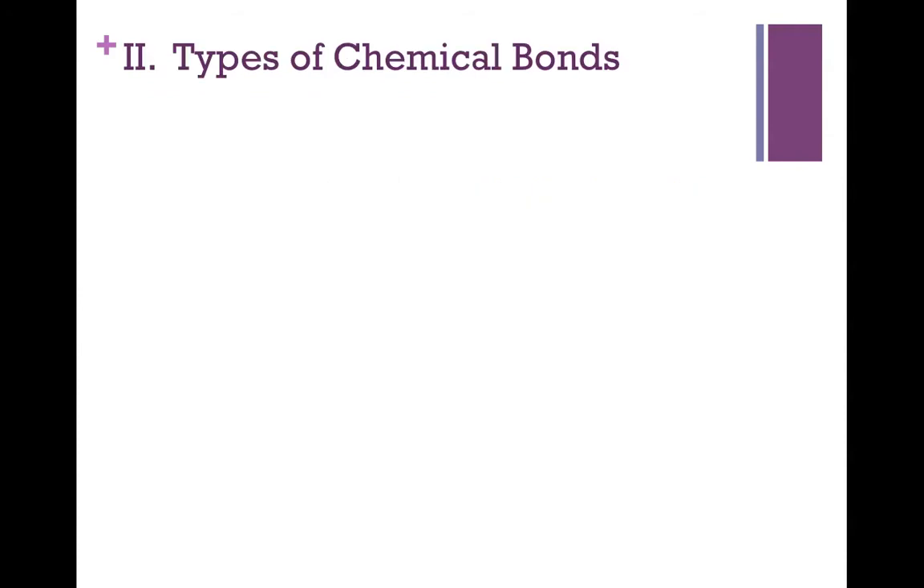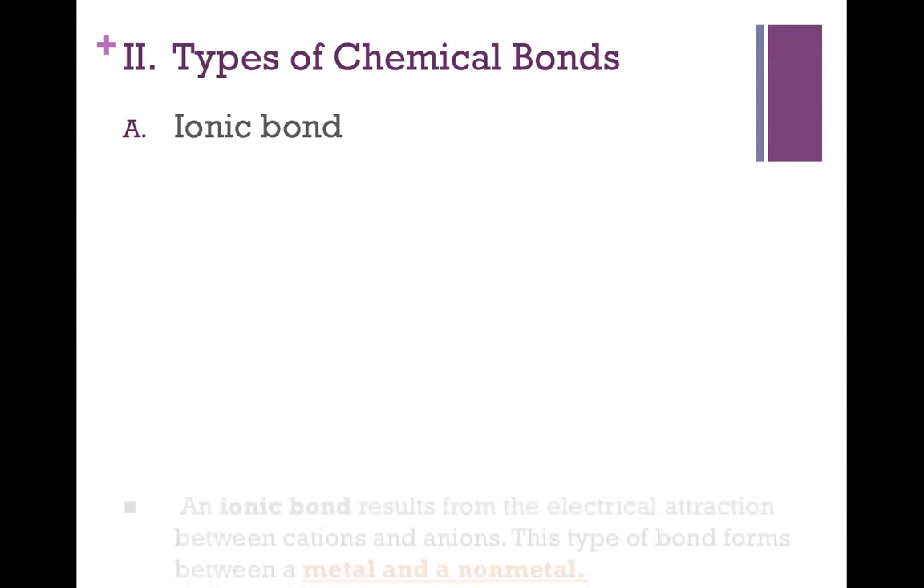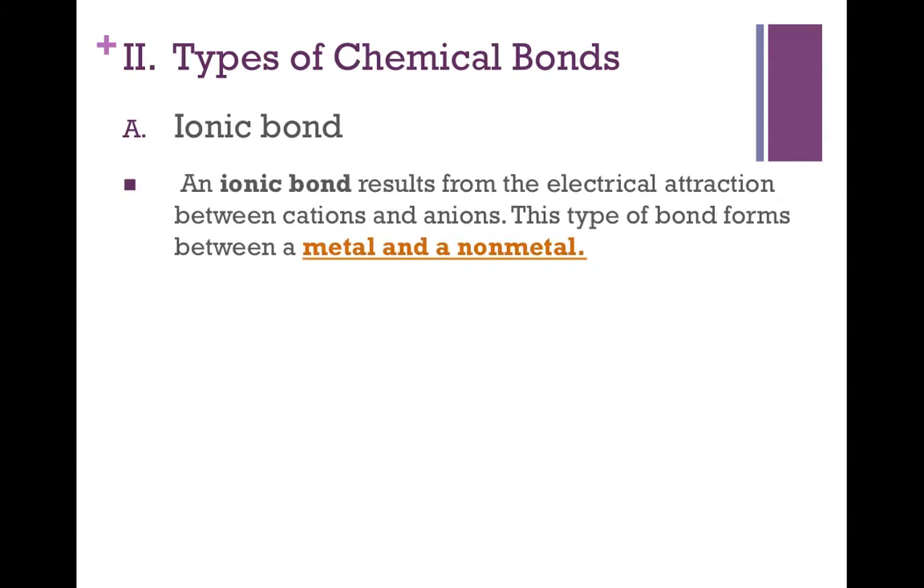Okay, so there's several types of chemical bonds, and the ones that we are going to look at in this video are ionic bonding and covalent bonding. So an ionic bond results from the electrical attraction between cations and anions. And this type of bond forms between a metal and a nonmetal. Remember that metals form cations and nonmetals form anions. Cations are positive, anions are negative, and they attract each other and they make an ionic bond.